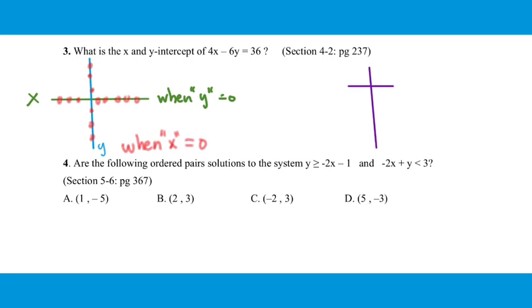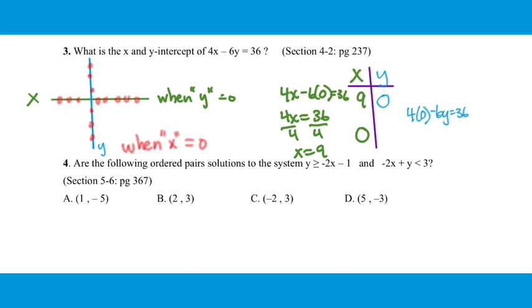Knowing that information, to solve this, I know I can have a t-table, and if I want the x-intercept, I put y as 0, and if I want the y-intercept, I put x as 0. So in the equation, when we substitute it in, we eliminate that y value to solve for x, getting x is 9. And to solve for y, we eliminate the x value, putting 0 in, and we solve for y. So the x-intercept is 9 and the y-intercept is -6.